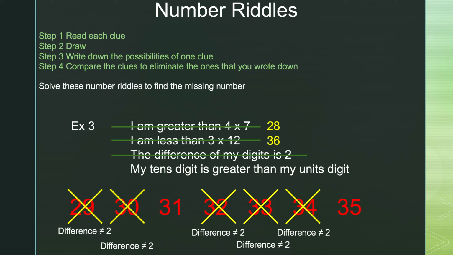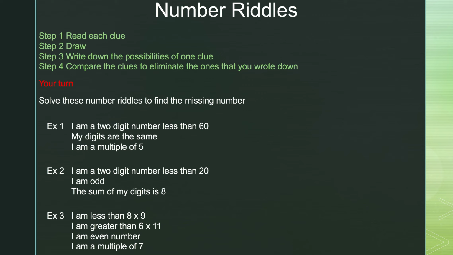So now we have to use my tens digit is greater. There's only one of those two numbers where the tens digit is greater, and it is not 35. We can eliminate 35 because the tens digit is smaller. So my answer is 31.